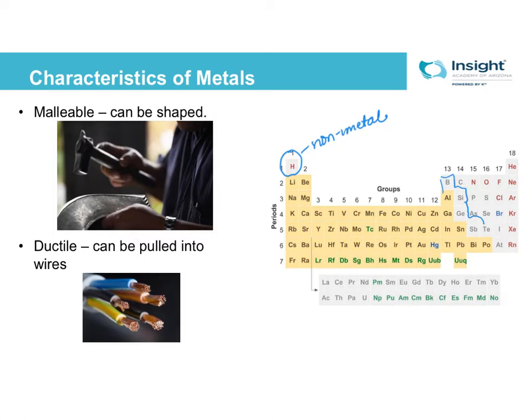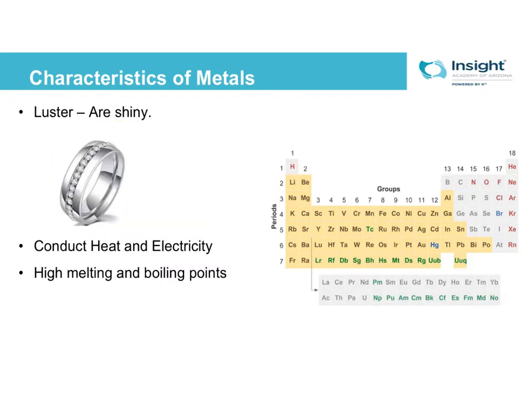Characteristics of metals include easily being shaped in some form or another. There are a couple of words related to that. Malleable just means you can bend and shape it. Ductile means you can pull it into wires. Metals also have luster, which makes them shiny, which is why they're often used in jewelry. They conduct heat and electricity very, very well, which is why copper is in our wires. And they have very high melting and boiling points. So make sure you get a list of those characteristics of metals down.